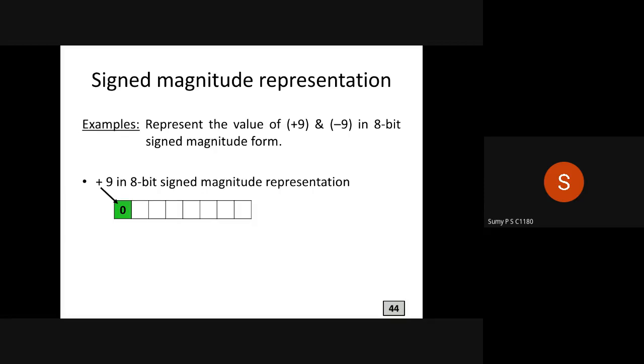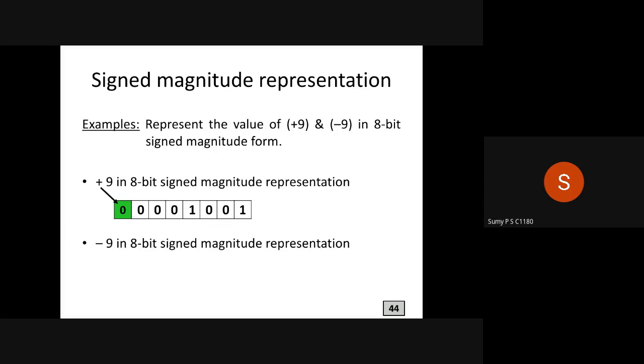அடுத்து என்ன இருக்கு? 9 ஓட magnitude என்ன? 1001. அது எங்க நம்ம மேப் பண்ணிருக்கோம் பாருங்க? To the right most of the 8-bit. தெரியுதுங்களா? இந்த 1001 எங்க எழுதியிருக்கோம்? LSB யோட அலைன் பண்ணி எழுதியிருக்கோம். ஓகே, 9 அப்படின்றது 1001 நமக்கு தெரியும். அதோட LSB கொண்டு வந்து இங்க எழுதுறோம். Like this you have to write. Then you have to fill zeros with the remaining thing. So this is +9 in 8-bit signed magnitude form.